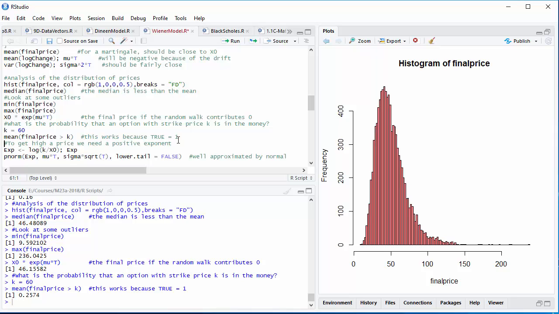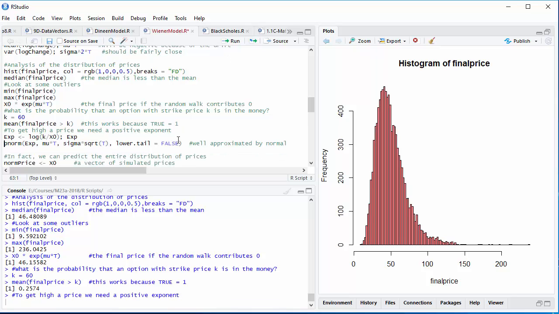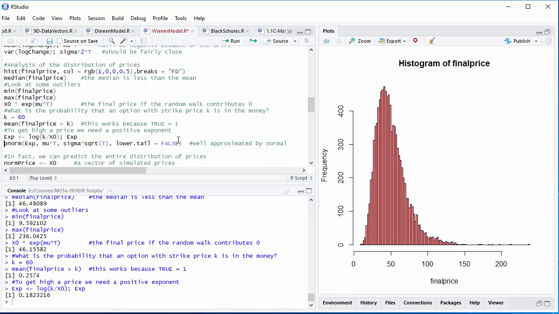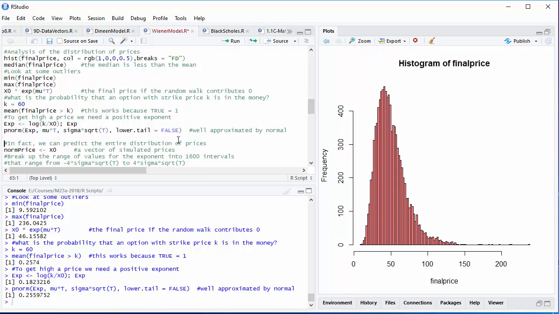How big an exponent do I need to get that? Well, the exponent I need is, of course, the logarithm of the ratio of the strike price to the initial price. That's about 0.18. And if I calculate the probability that a normal distribution has that value or greater, I get back about 25%.